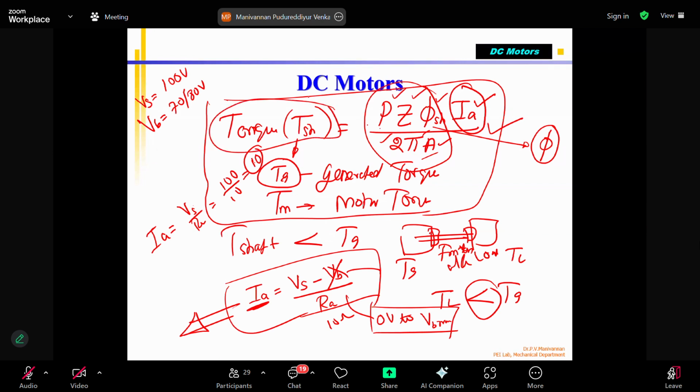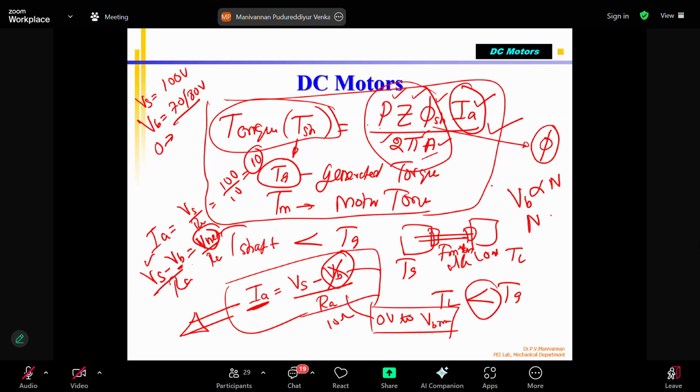But in the shunt motor, IA is decided by the equation IA equals V supply voltage minus back EMF. Back EMF varies from 0 to some max value. It can go up to say 70 volts or 80 volts. So the voltage applied, VS minus VB, is called V net, divided by RA. This V net is not fixed. When the motor starts, V net will be the same as VS because VB will be 0. Note that VB directly depends upon N.